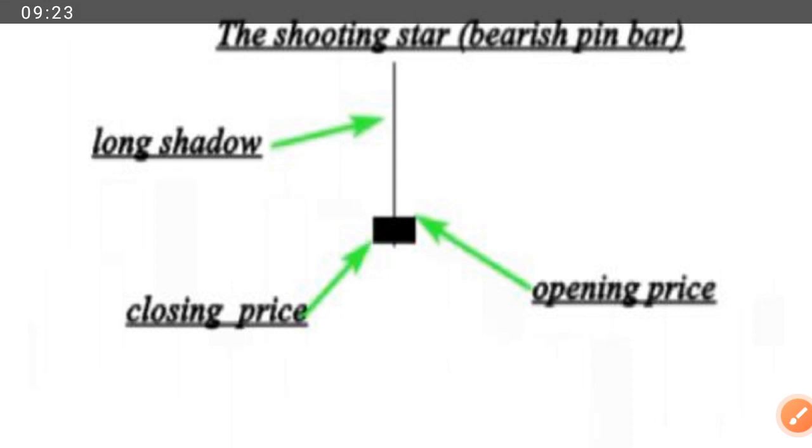You can see the long shadow up. Now, the color does not matter. The color of the body doesn't matter. But the pattern, the shooting star, that's what matters.